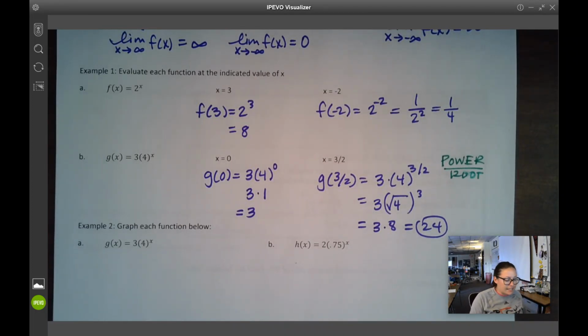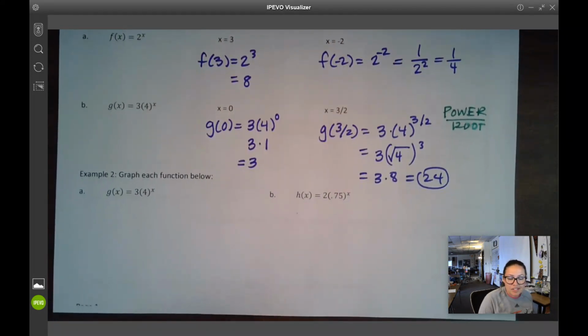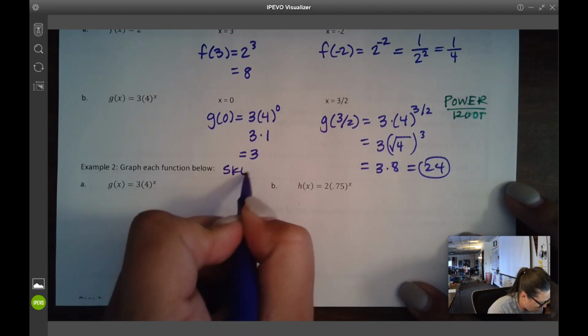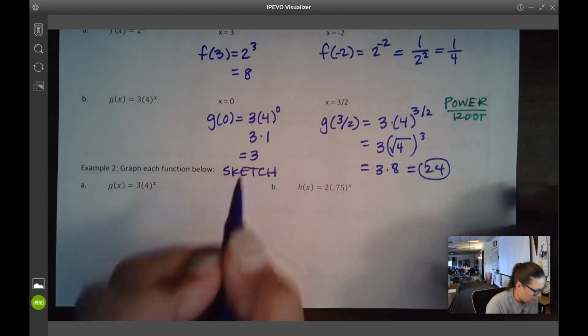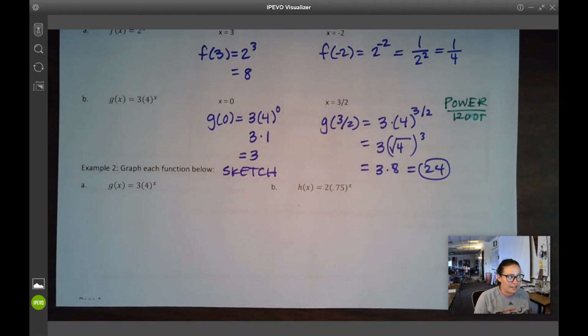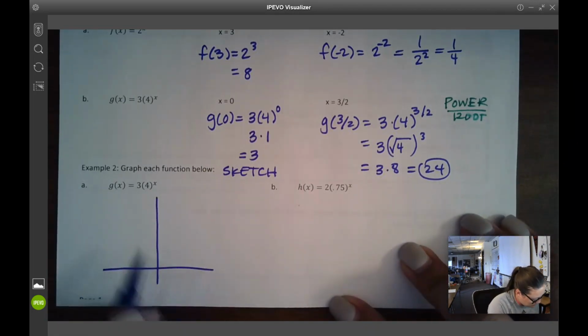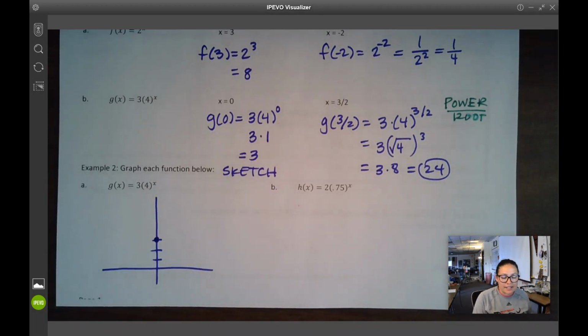Okay, let's sketch some graphs. Now, we're just going to do a sketch. We don't have to do anything crazy as far as plugging in points and that sort of thing. But there are a few things that you should have correct. One of them being the y-intercept. I know right away that this graph is going to hit the y-axis at 3.